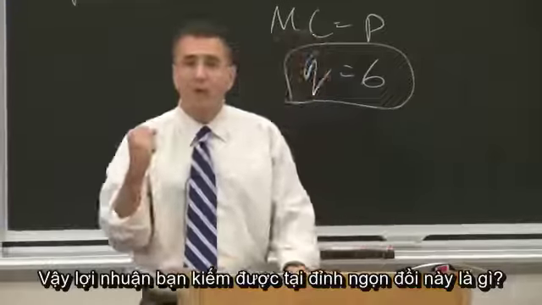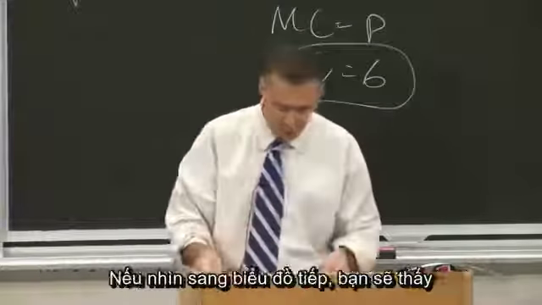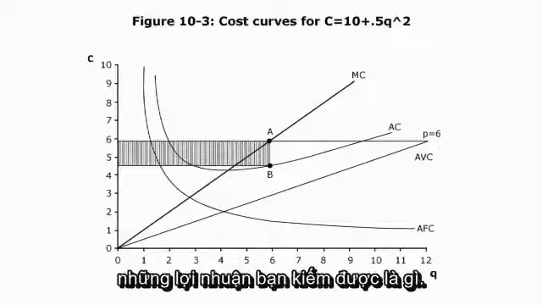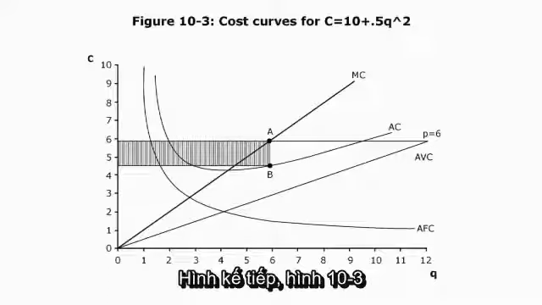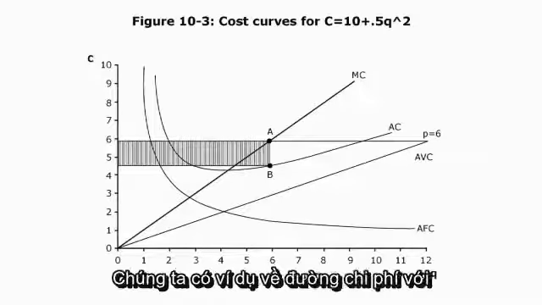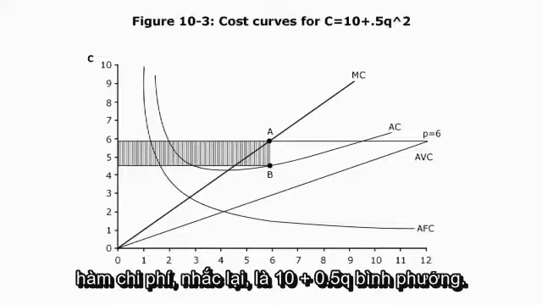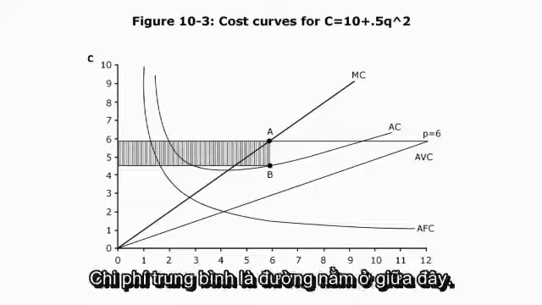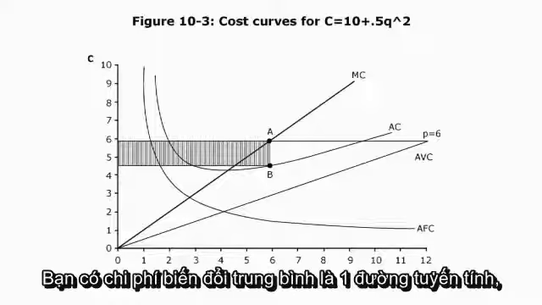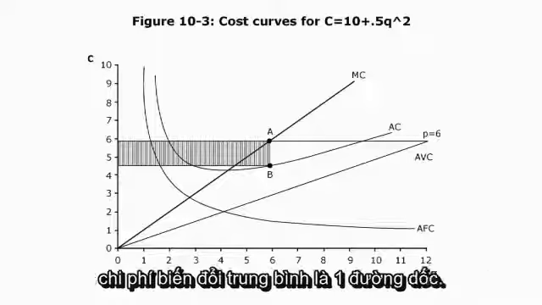So what are the profits you make at the top of this hill? Well, if you go to the next diagram, we can see what the profits are. This next diagram, figure 10.3, illustrates this example. What we have here are cost curves for this cost function, once again, 10 plus 0.5 Q squared. Average cost is that line in the middle there. You have an average variable cost that's a linear line.